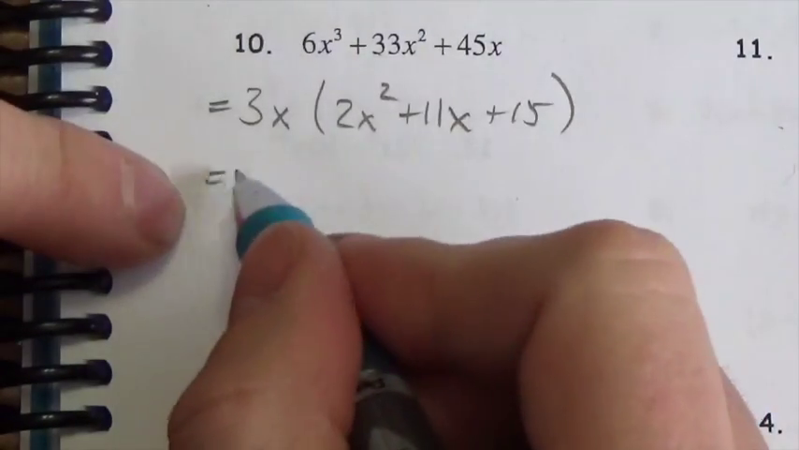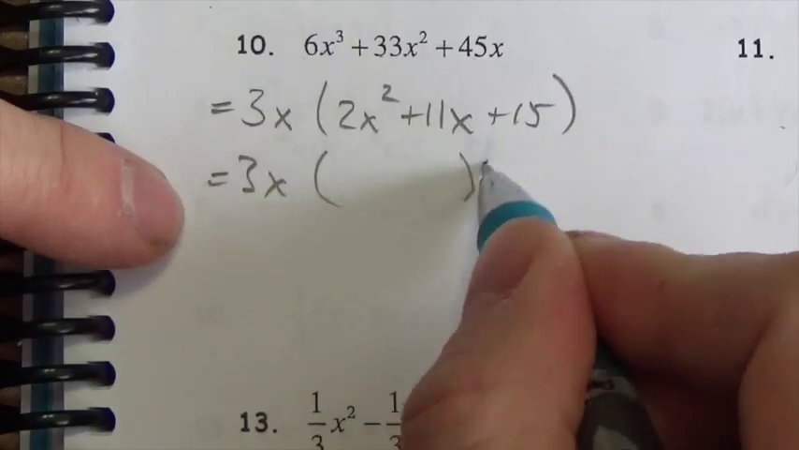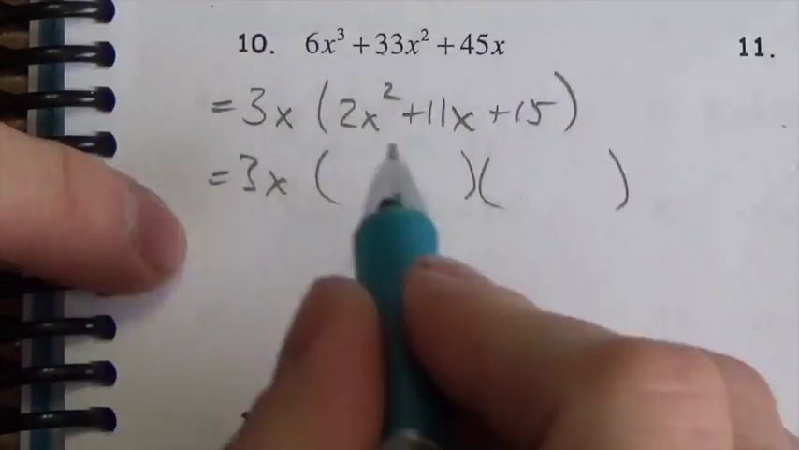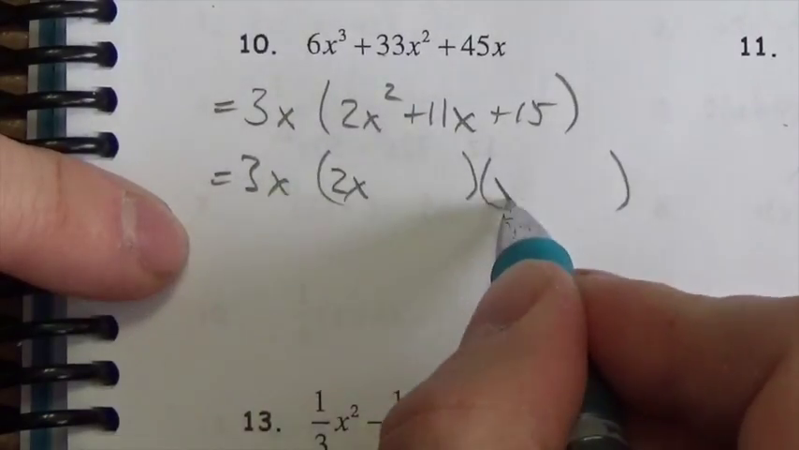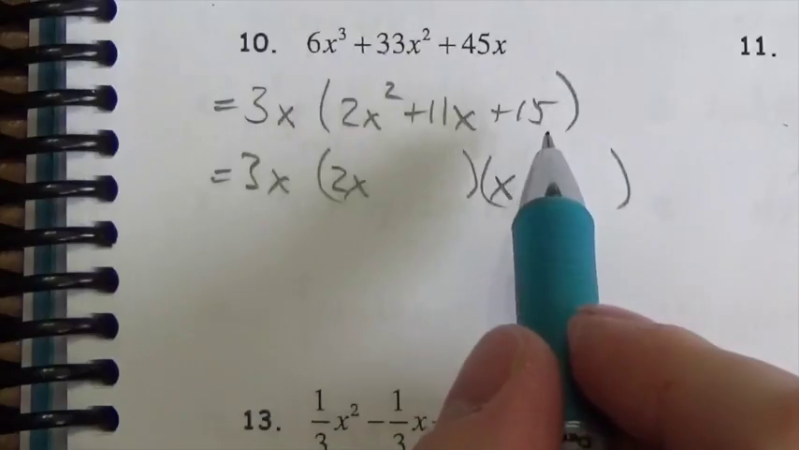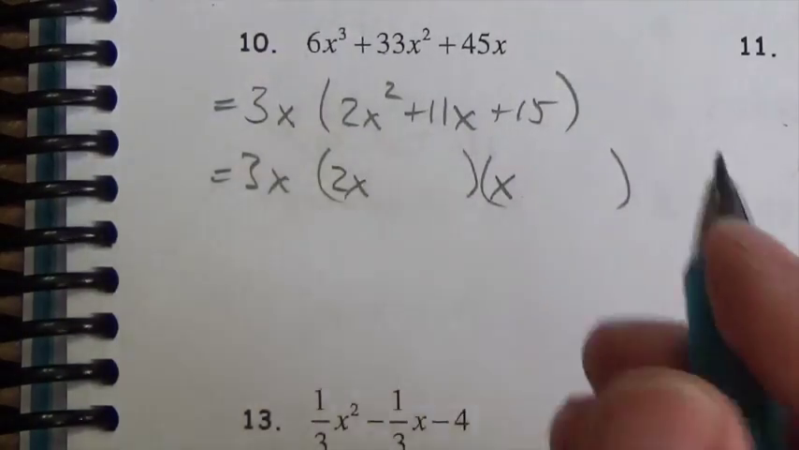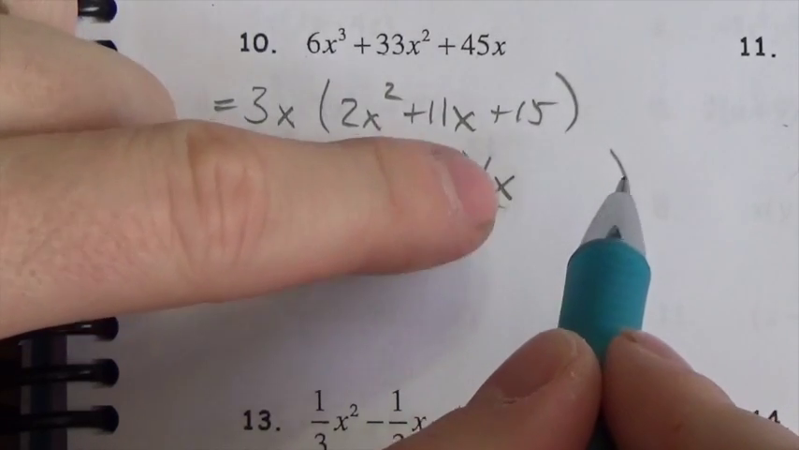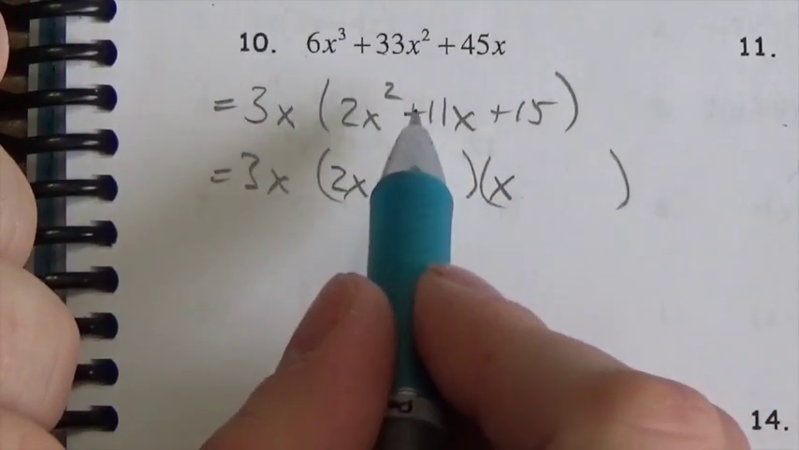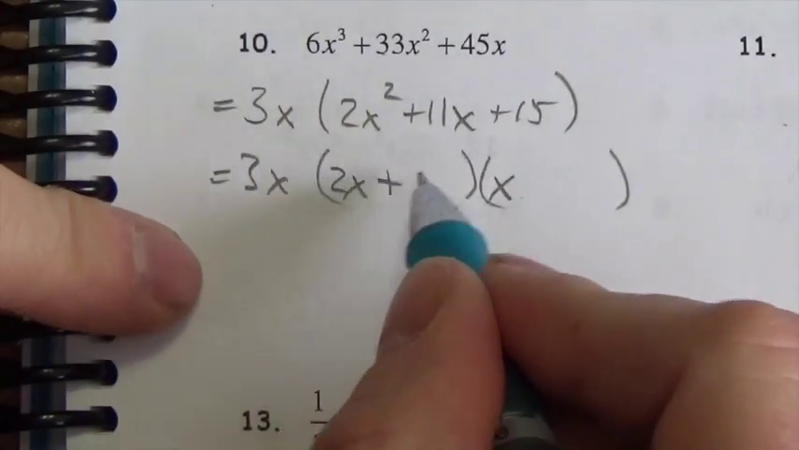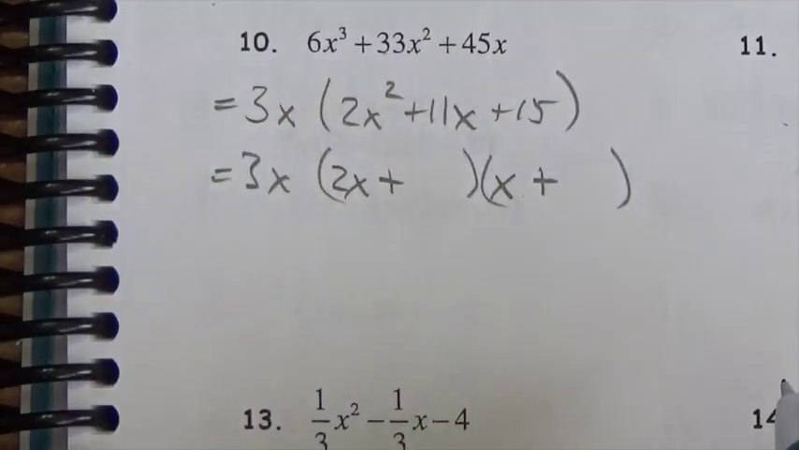All right. 3x, I'm going to assume this can be broken down into two binomials. And I love the fact that that's 2x squared. That's got to be 2x and x. Don't even worry about the 11 for right now. Look at the 15. So 15 can be broken down a couple of different ways. Notice that this is positive 15, meaning that whatever those two numbers are, they've got to be the same sign. But because this is positive 11x in the middle, these two have to be positive.